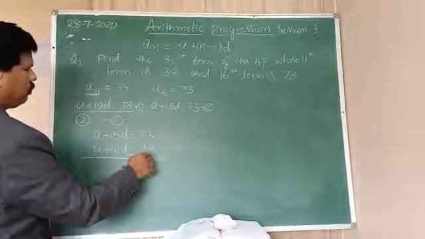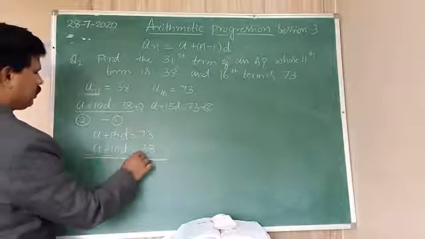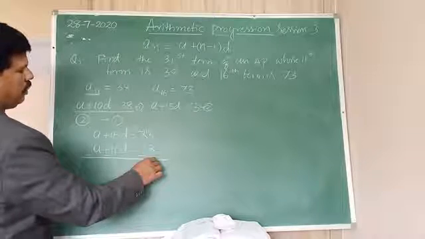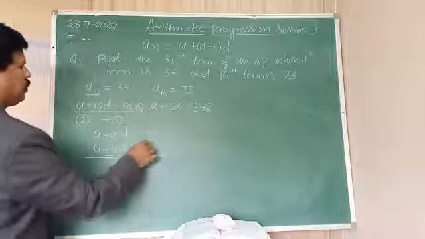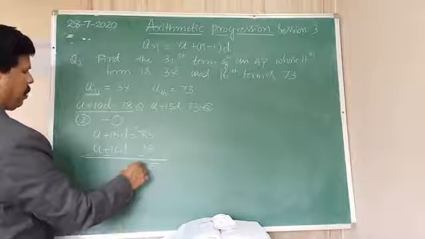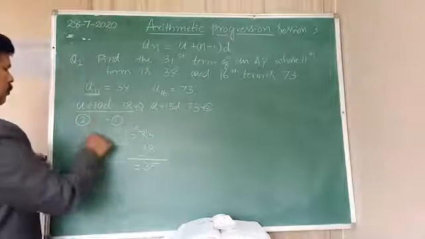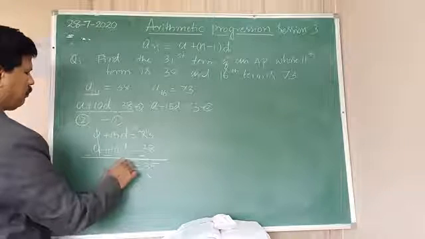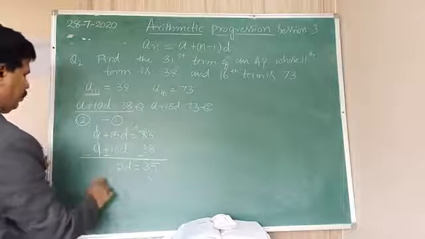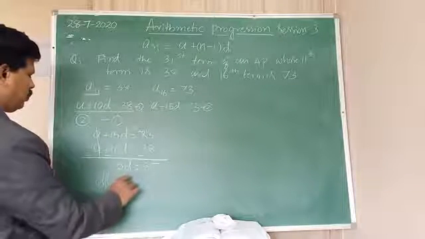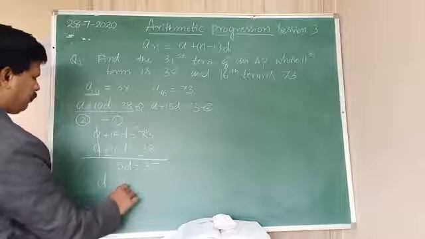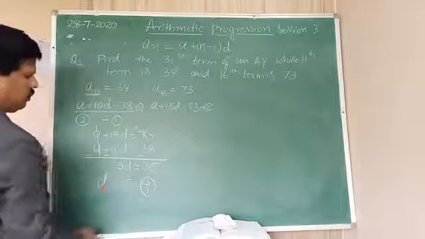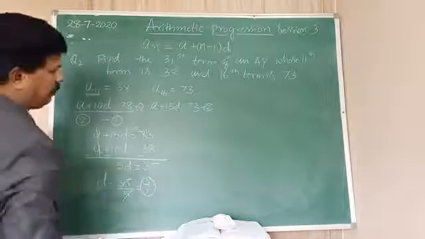Okay, now on subtraction, sign changes. Here 6 minus 3 is 3, 3 minus 8 is 5. Now A gets cancelled. 15D minus 10D means 5D. Therefore, D is equal to 35 by 5. 5 ones are 5, 5 sevens are 35. So D value is 7.